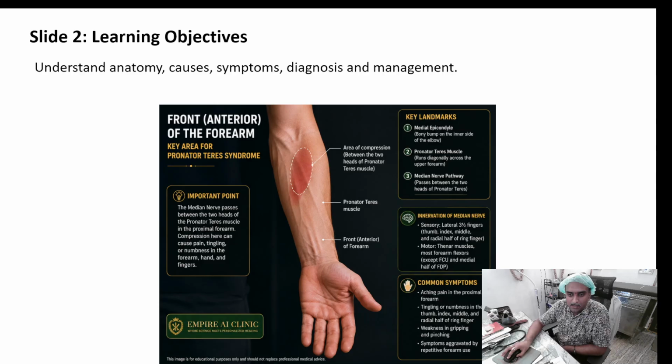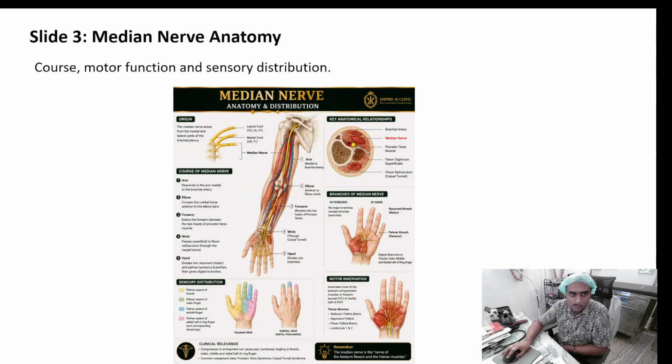Common symptoms include aching pain in the proximal forearm, tingling or numbness in the thumb, index, middle, and radial half of the ring finger, and weakness in gripping and pinching. Symptoms are aggravated by repeated forearm use.